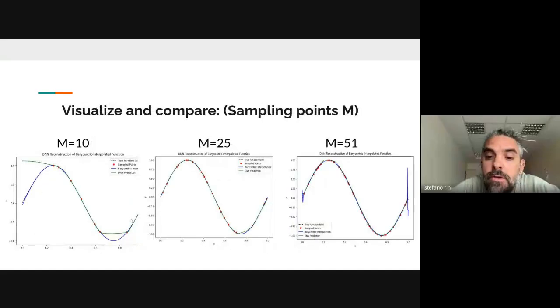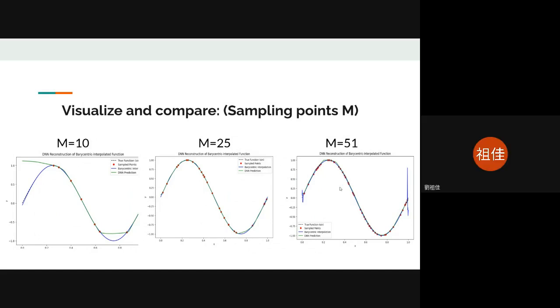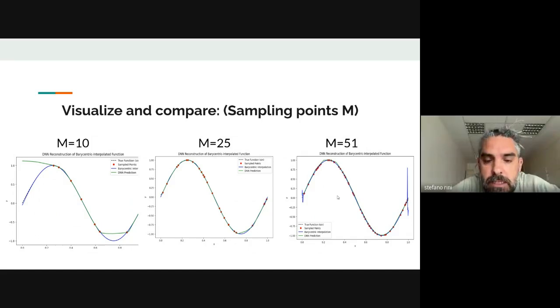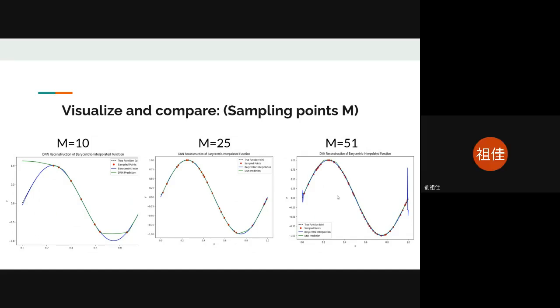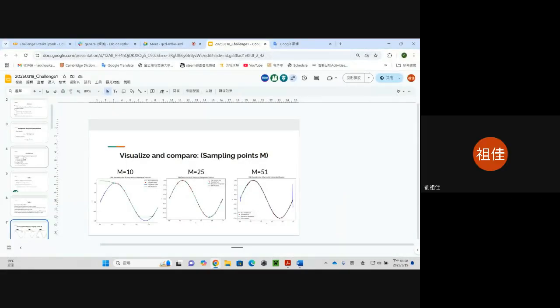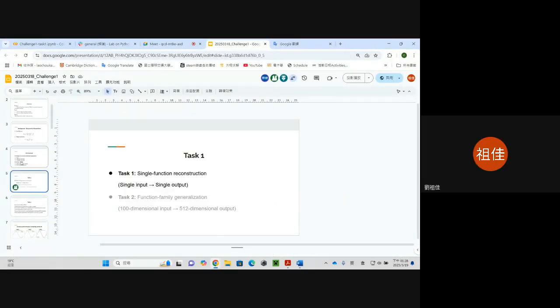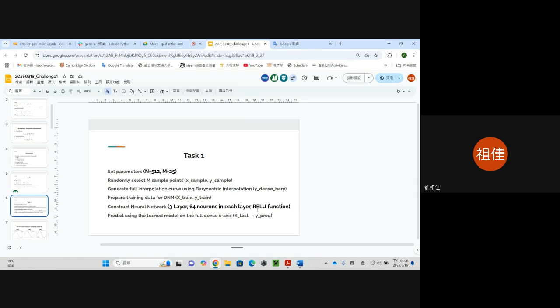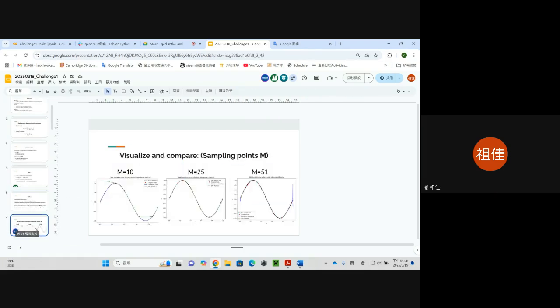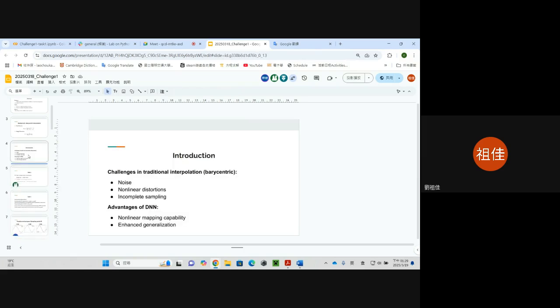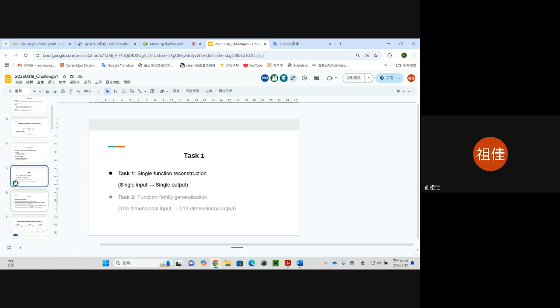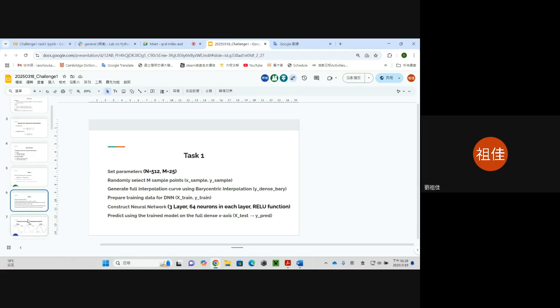Which activation function do you use here? With sin 2 pi x. It's a sine function? No, the activation function for the DNN. This is the ReLU function. And we use 3 layers and 64 neurons in each layer. So that's the initial setting.